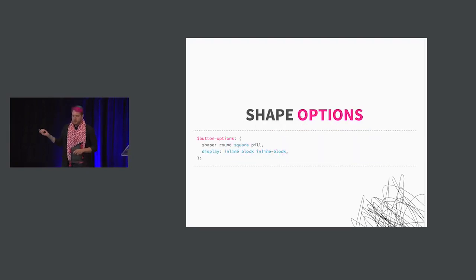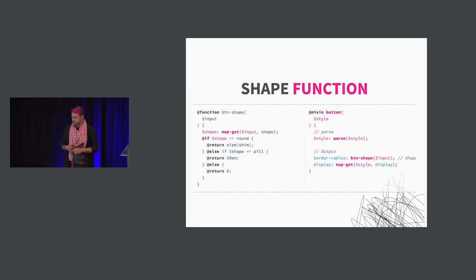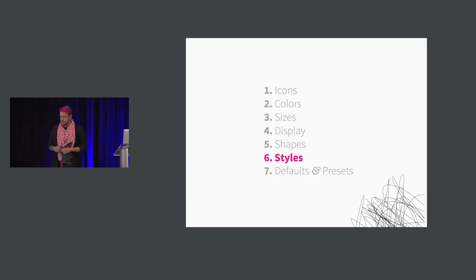So we add those to our button options. We have shape: round, square, and pill. We're going to make a button-shape function that takes our shape argument and turns it into CSS. It's just picking a size here for the border radius, basically. And it returns that, and we can get border-radius from button-shape of that input. So we're just adding one setting at a time to our buttons.